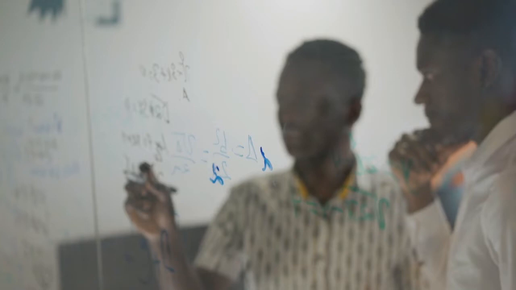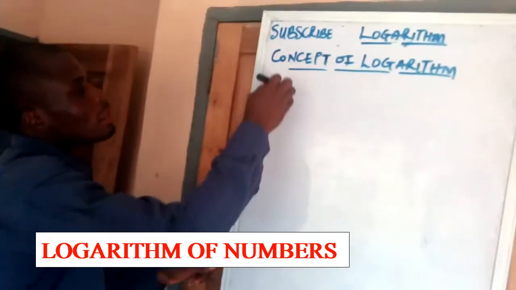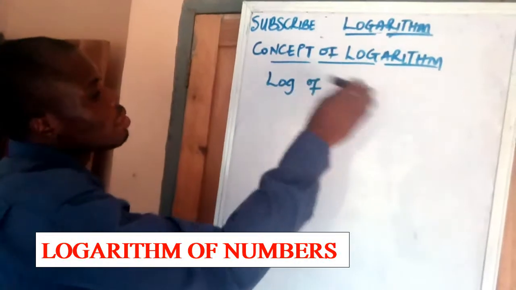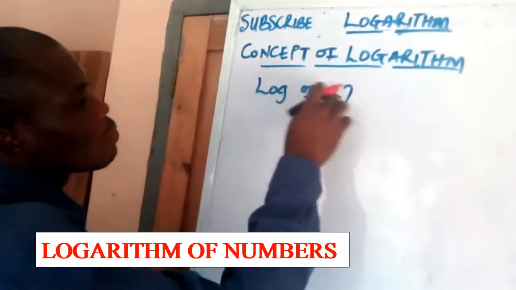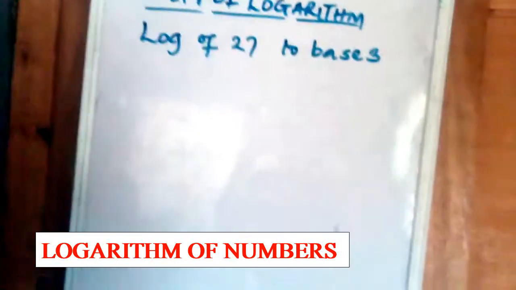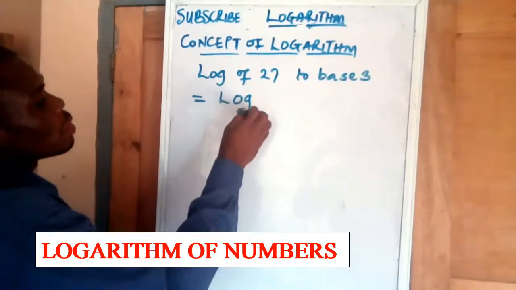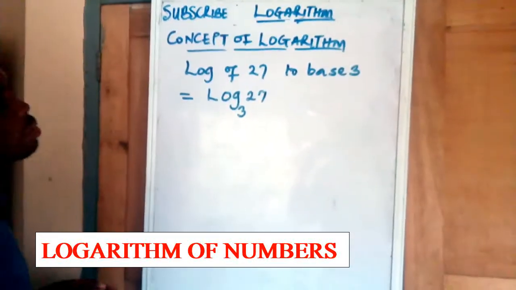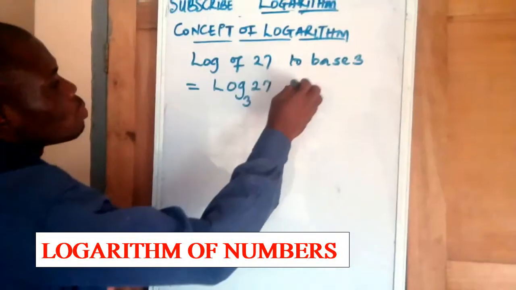Firstly, let's look at the concept of logarithm. The log of a number. Let's say the number is 27. The log of the number 27 to base 3 can be written as log base 3 of 27, and the log of this number is equal to 3.